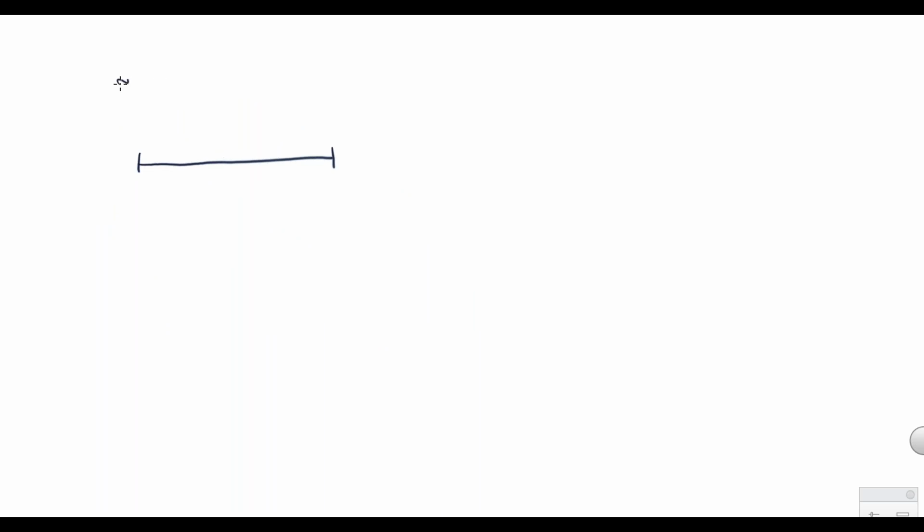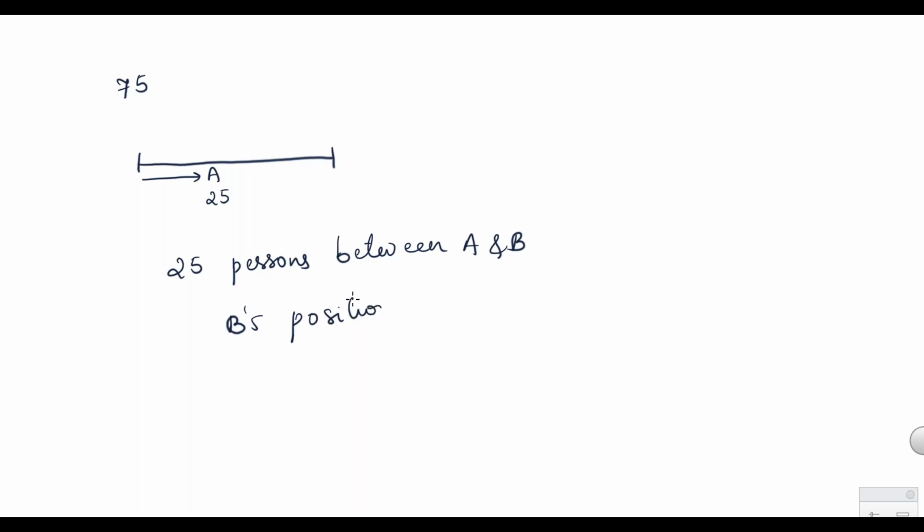In a row of, let's say, 75 persons, A is the 25th person from the left hand, and there are 25 persons between A and B. Then what is B's position from the left hand? So 51.